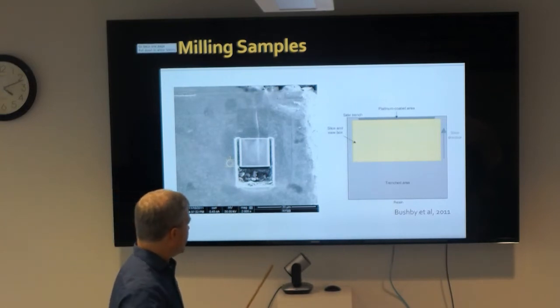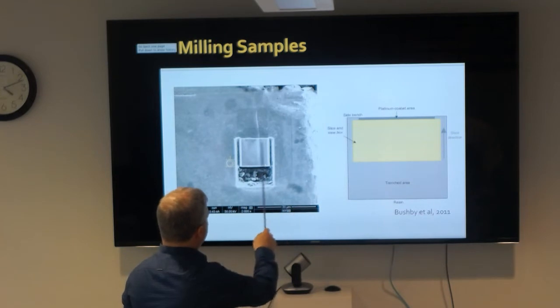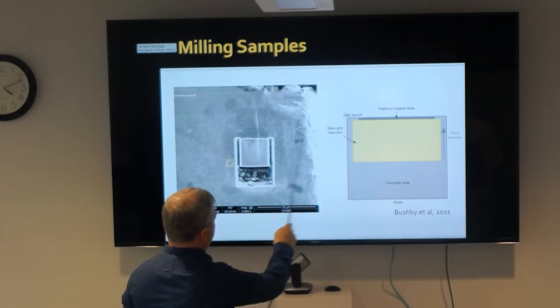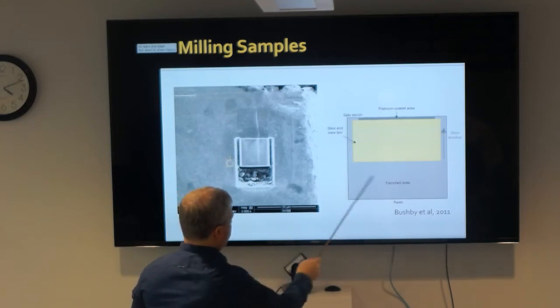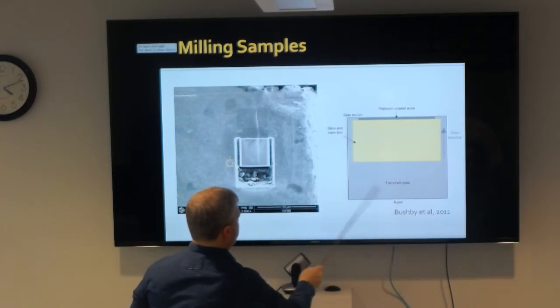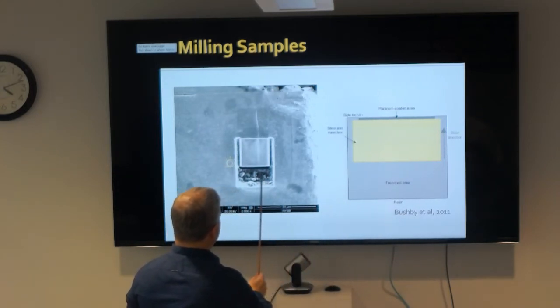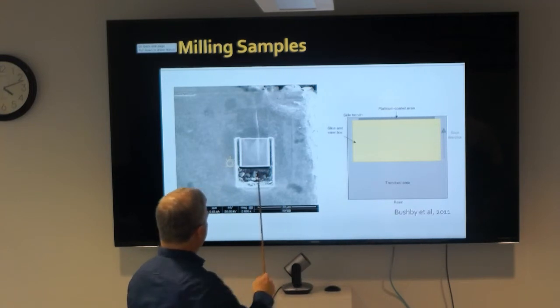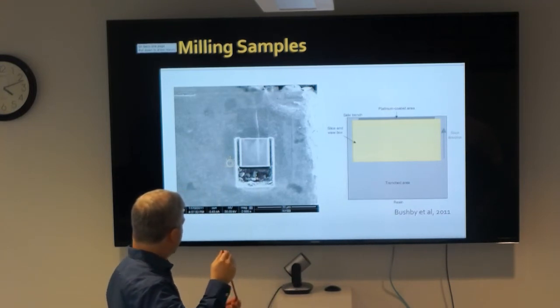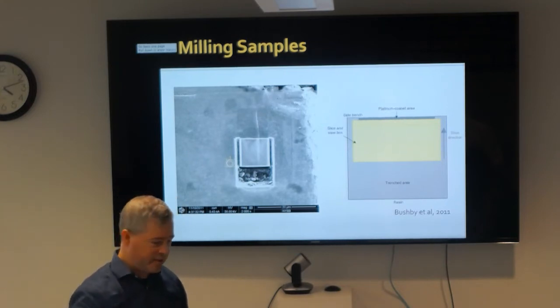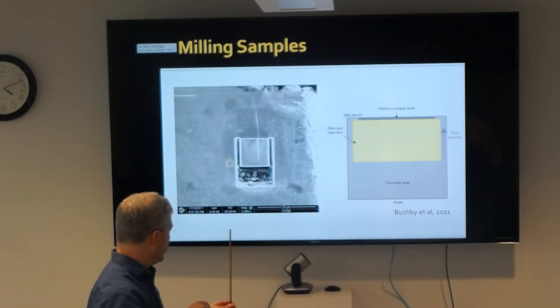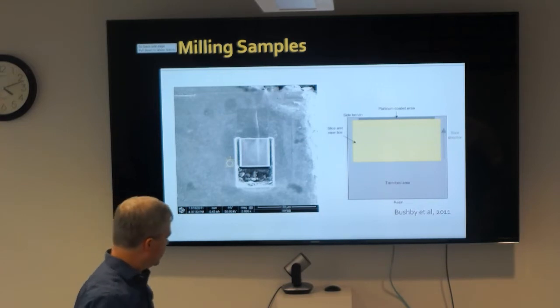So you have an area that you protect with platinum. That's this, and that's shown here. You trench out ahead of it, and then you want to view it at an oblique angle with the electron beam. So if you remember, the electron beam and ion beam are at different angles. One's coming down, the other's 52 degrees to the other.